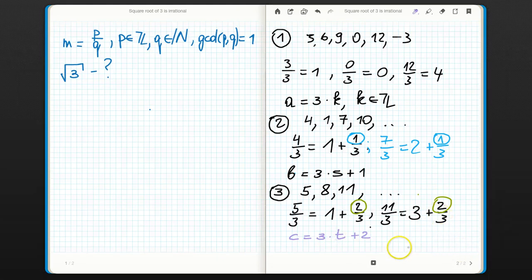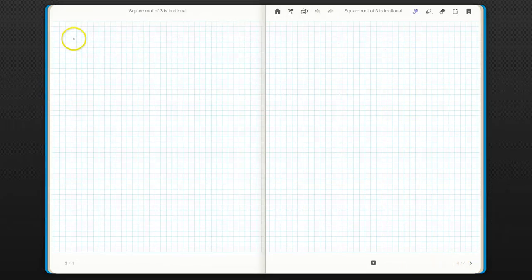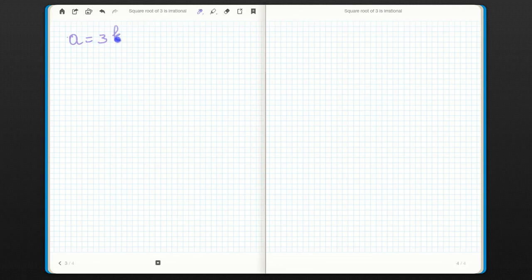We want to understand what happens if we square a, b, and c. This is what we do on the next page. We square a, we square b, and we square c. If a is 3k and you square it, you have 3k squared, which is 9k squared, which can be written as 3 times 3k squared, which is 3 times something. That means a squared is divisible by 3 also, which is fine. That was the first squaring.